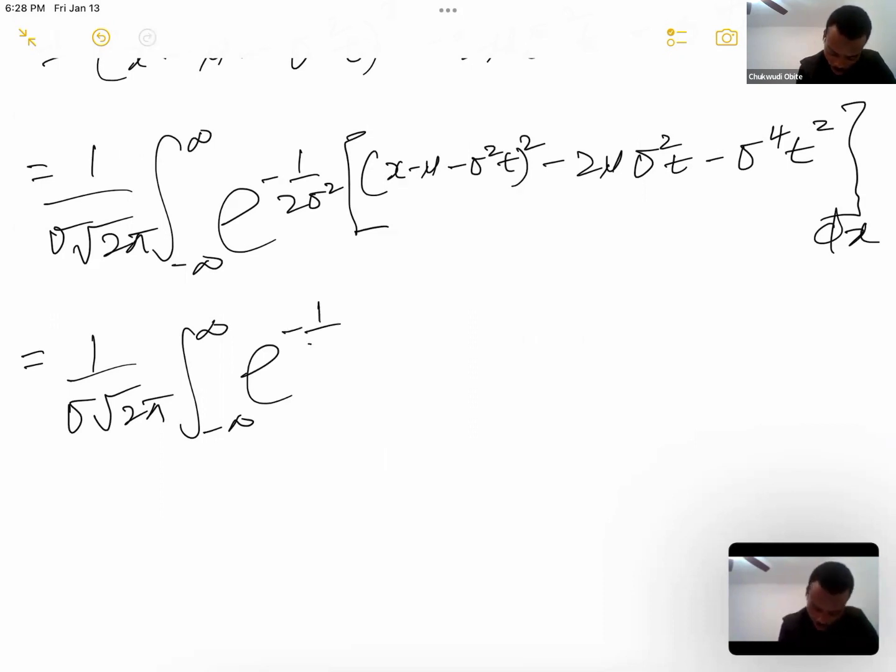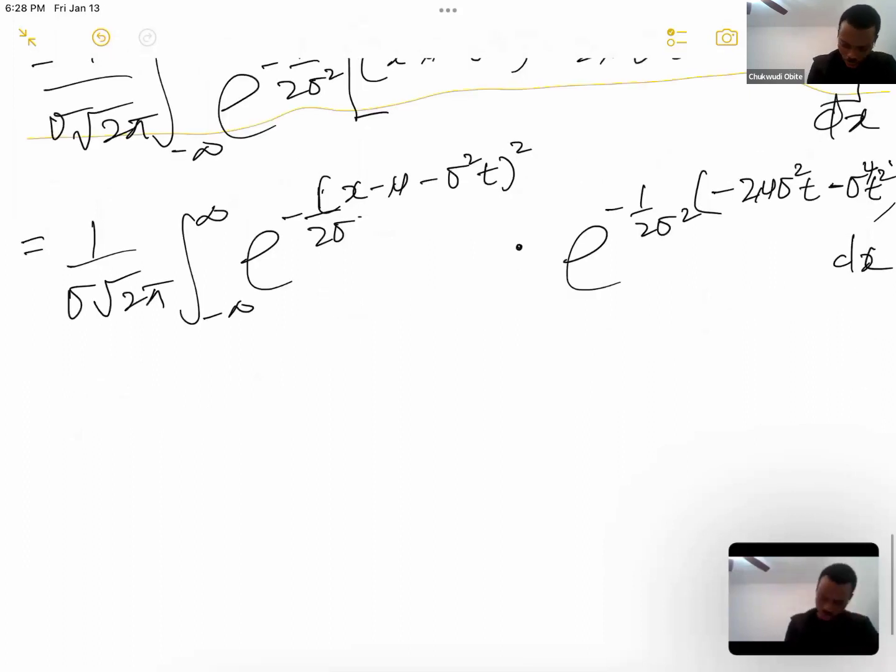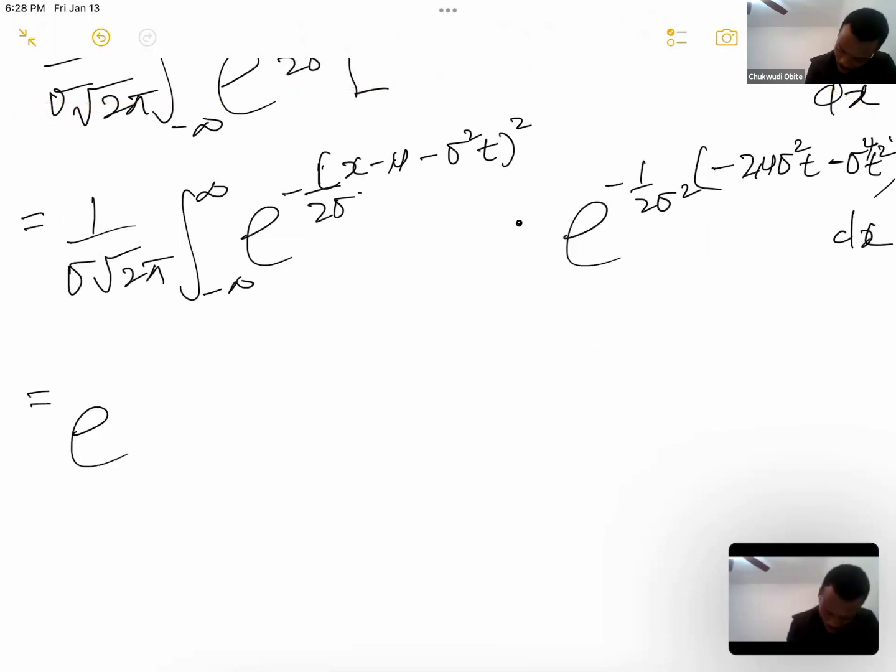So I have 1 over 2 sigma squared times (x minus mu minus sigma squared t) all raised to 2, and times e to the minus half sigma squared, all multiplying minus 2 mu sigma squared t minus sigma to the 4 t squared dx. So taking the constant outside, I will have e, and also I want to factor out minus 2 sigma squared.